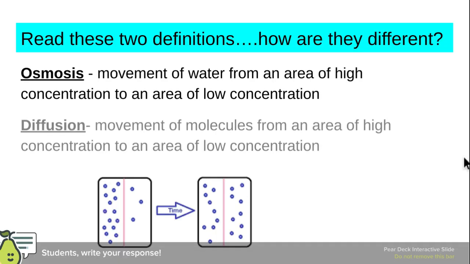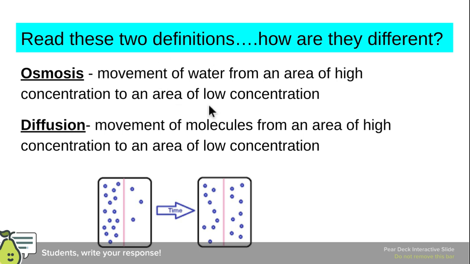So here are the definitions. Movement of water from high to low, movement of molecules. So diffusion is any molecule: salt, sugar, oxygen, perfume. And then water is just osmosis. Now, water is a molecule, so technically, osmosis is a special type of diffusion.